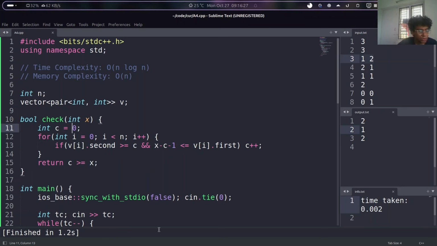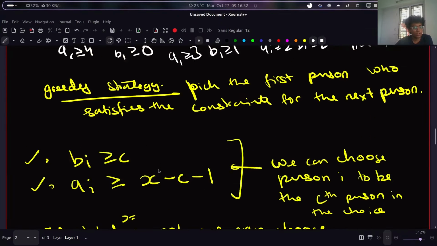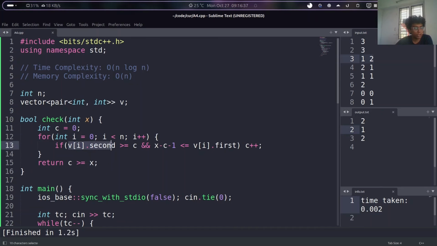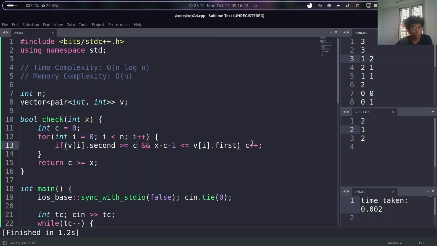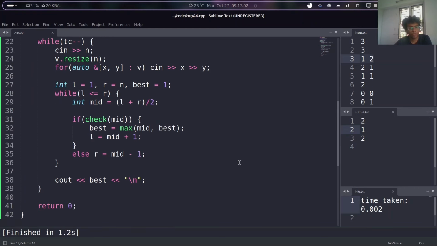So we'll set c equals 1. The first condition was, what is that? B of i should be greater than or equal to c, right? That's what it is. V of i dot second is greater than or equal to c. And the second condition is that A of i should be greater than or equal to x minus c minus 1, right? So just check both the conditions. If they are satisfied, then we can take this person. So since we're taking this person, we can just do c plus plus, right? For the next condition, if we can take at least x people, then we return true, otherwise we return false, right? That's about it. Pretty straightforward binary search solution.